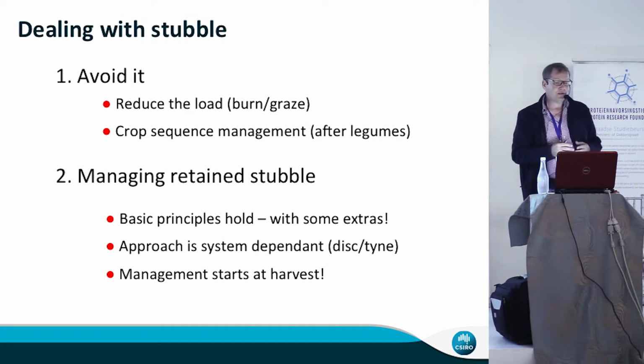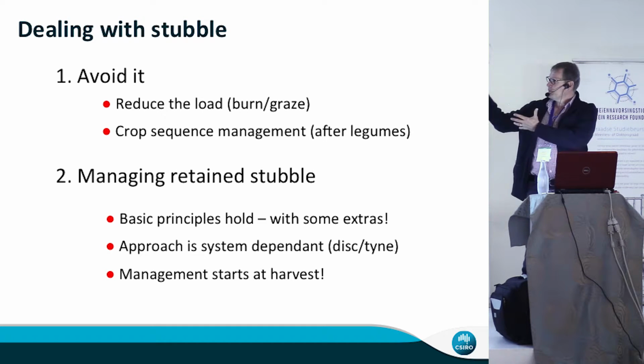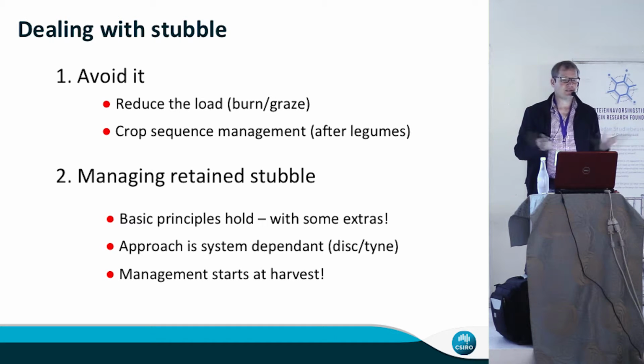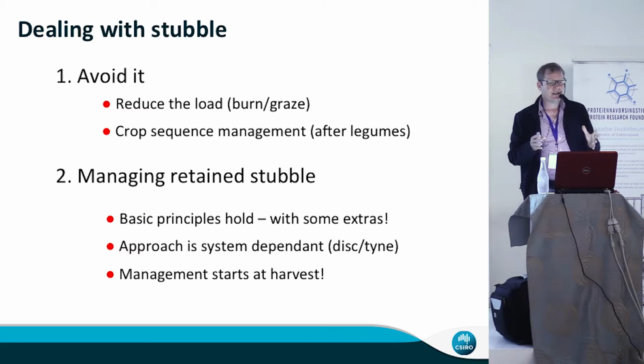So in terms of stubble, basically when all of those principles we were just talking about, stubble just adds some difficulty into being able to achieve those things, and there's a few different ways to deal with stubble. So one is to avoid it, to reduce the stubble load in some way, whether that's, in our case, through burning or grazing. The other way to avoid it is to have canola in your sequence planned after a grain legume or some part of your crop sequence where there's not a lot of crop residue.